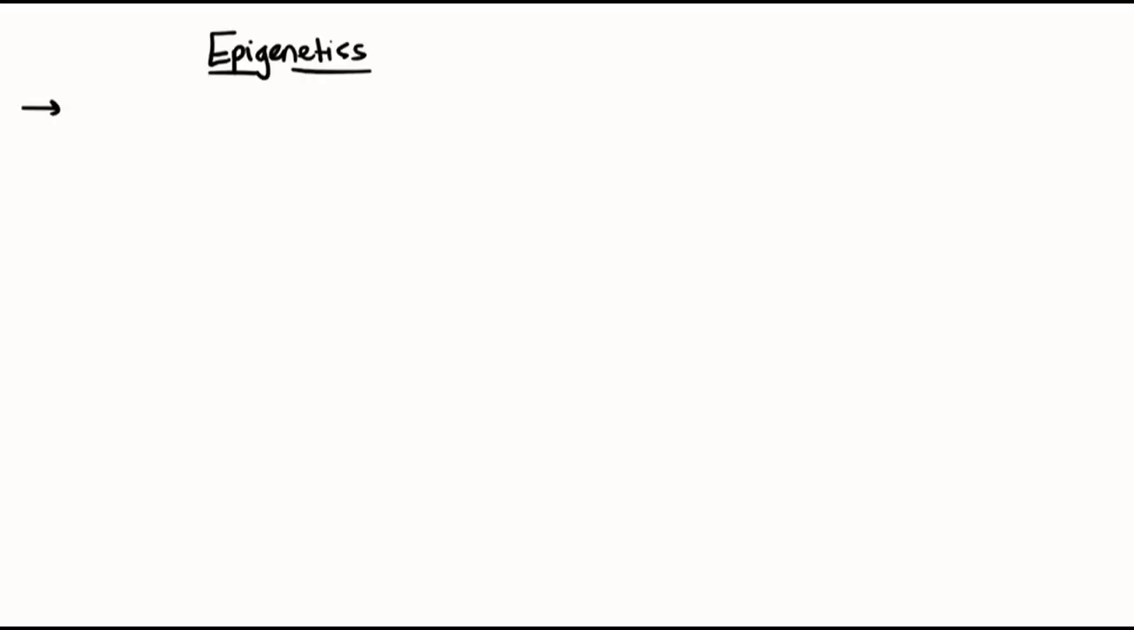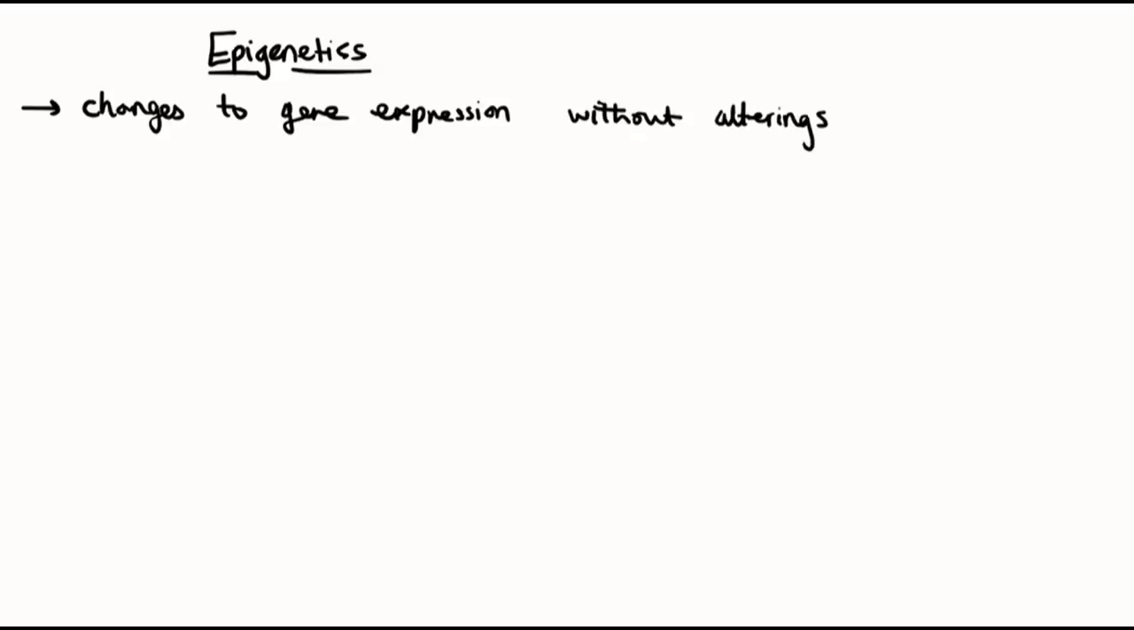What is epigenetics? Epigenetics is changes to gene expression without altering the DNA base sequence. It comes in two forms, acetylation and methylation, but we'll get there when we get there.